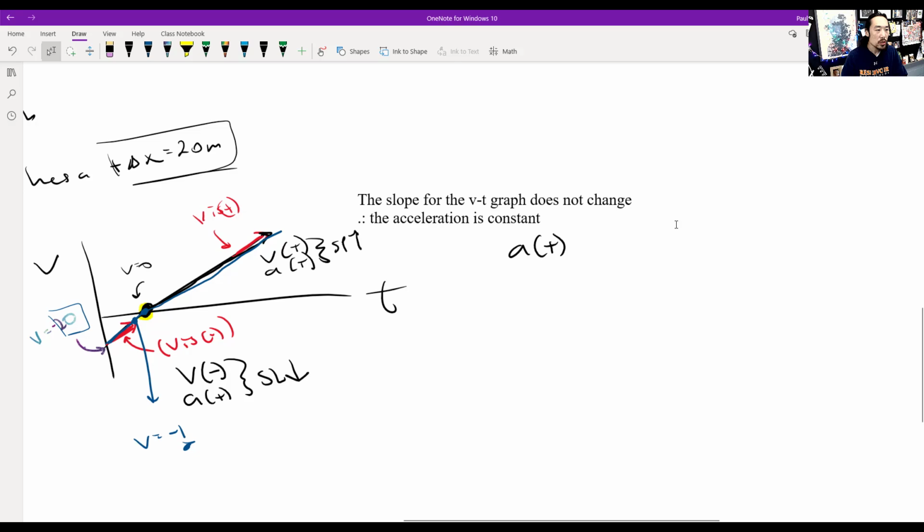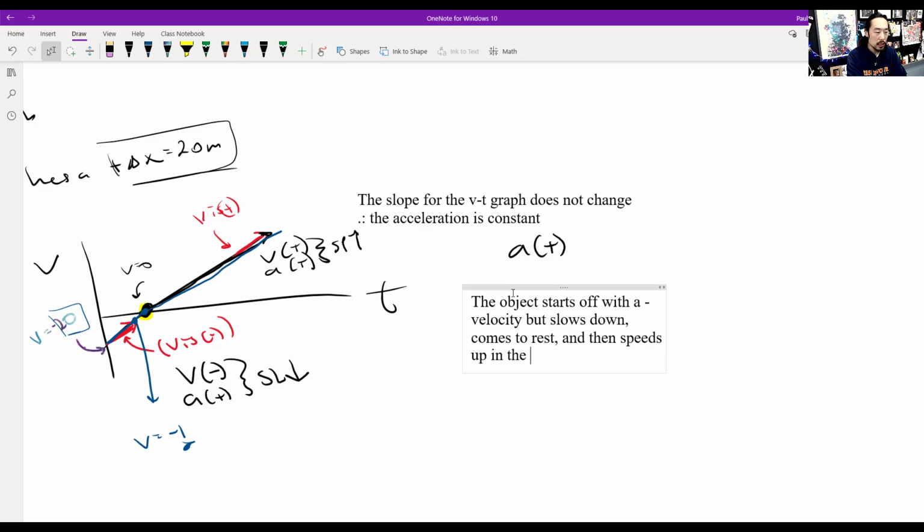Cool. So we could even write that in our statement. We can say the object starts off with a negative velocity, but slows down, comes to rest, and then speeds up in the positive direction. Ta-da! And that's it. That's how we read motion graphs.